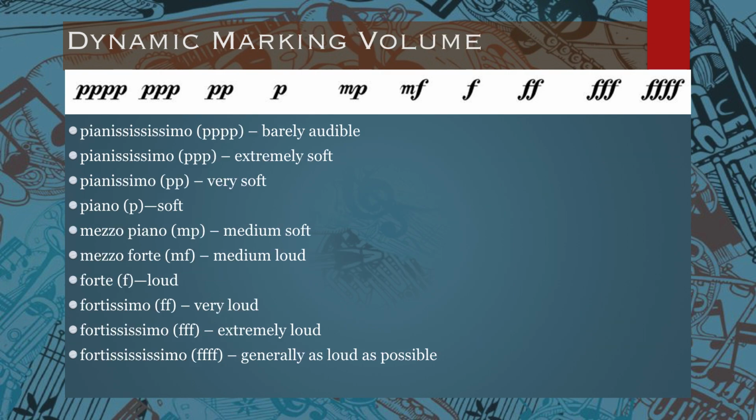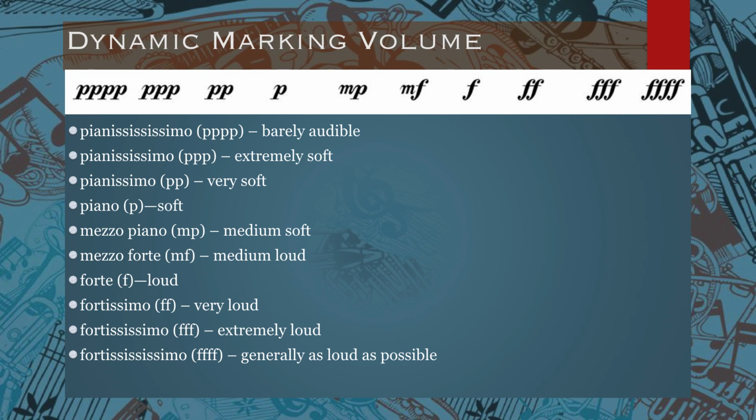So here's just an overview of the dynamic marking volumes. You've got quadruple piano, also known as pianissimo. It's barely audible. Then you've got triple piano. You've got double piano, mezzo forte. Forte is loud. Fortissimo is very loud, fortissimo is extremely loud, and fortissimo is generally as loud as possible.